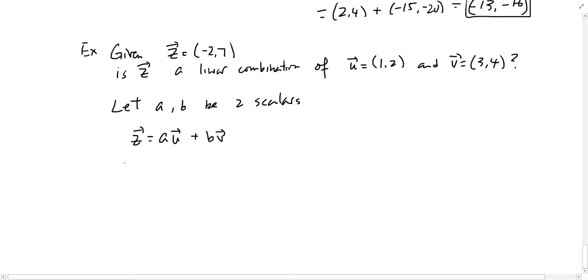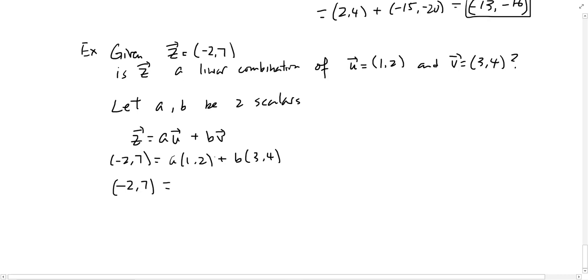I'll show you what happens and talk about the math behind it. Here, I'm first going to simply replace. z is (-2, 7). a we don't know, but we do know u is vector (1, 2), and v is vector (3, 4). Now what we have is a vector equation. To solve a vector equation, you have to combine everything into one single vector on the left side and one single vector on the right side. We're going to try to do that. The left side is already done, because it is only one single vector, which is (-2, 7).